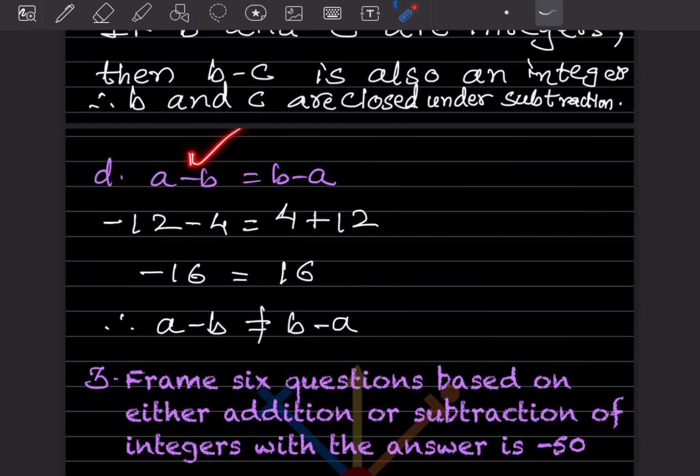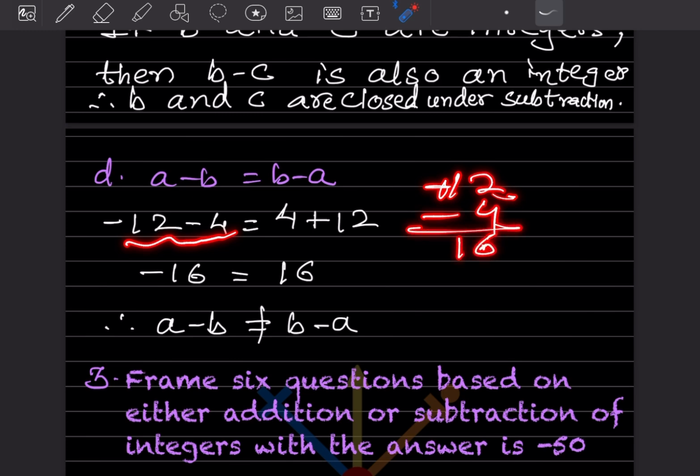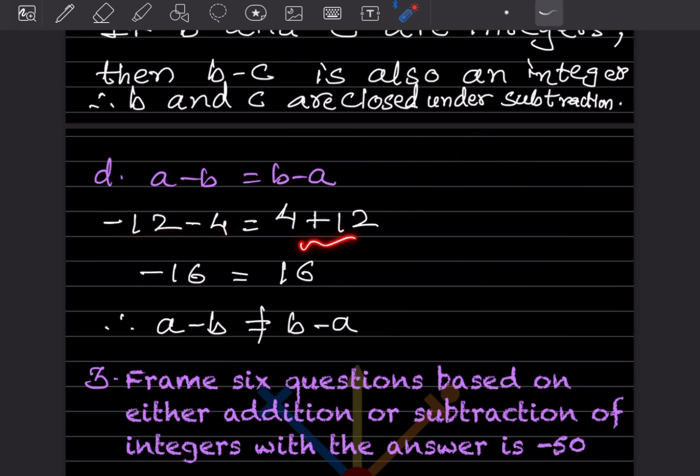Now here a minus b is equal to b minus a. So you just put the values: a is given as minus 12, b is given as 4. This is the minus as it is, so this is 4 given, and here this is minus and minus 12, that is going to be plus 12. So now you can see minus 12 minus 4 is going to be minus 16. You are going to add this one, but the sign remains the same. And this is going to be 16. So we can say therefore a minus b is not equal to b minus a.